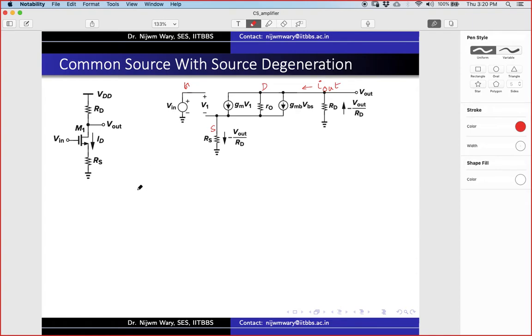So if I just write the I out, it will be again, what are these? Can you help me? What will be my I out, total I out in these three terms? Yes. GMV1 plus GMBVBS plus V1 by R naught. Plus, yeah, so the current flowing through is V out. No, this voltage is now different, right? It's not ground, right? So it will be V out minus Vs. The potential difference across this RO is V out minus this small Vs by RO.